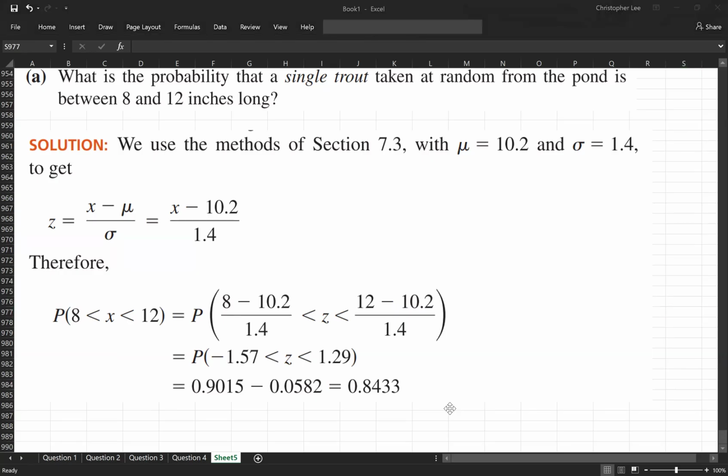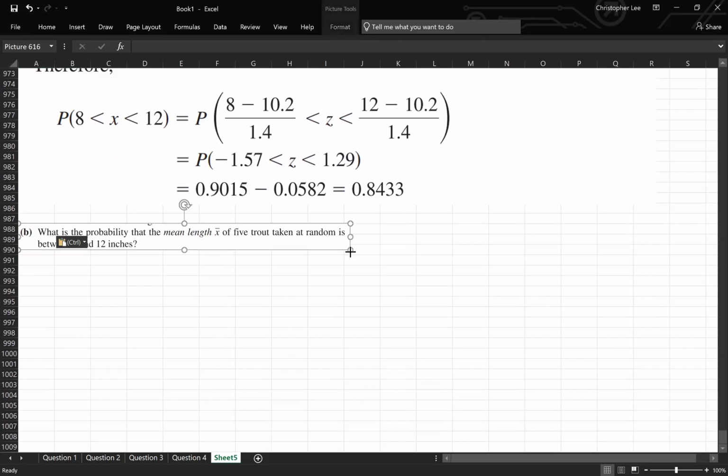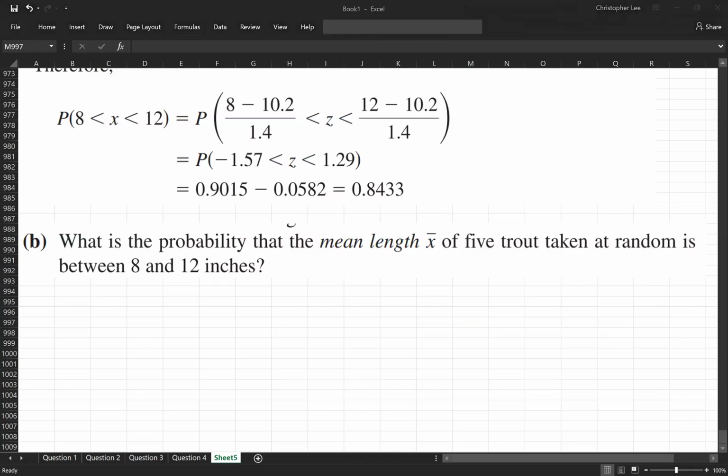Let's look at question B, though. That's what I really want to get into. We know how to do this part already. I want to look at question B. So check this out. What is the probability that the mean length X bar of the 5 trout taken at random is between 8 and 12 inches long, right? Okay, so now all of a sudden I have a sample size n, right? So let's look at how to do this by the paper first, and then we'll talk about the calculator. It's just not that bad.